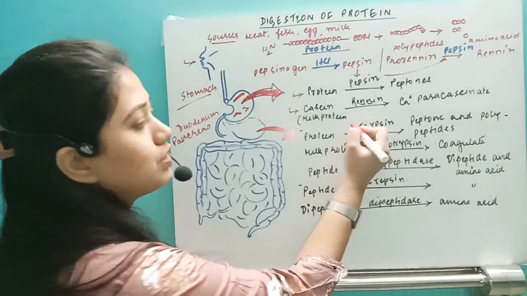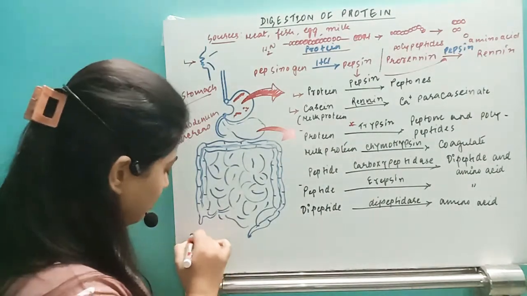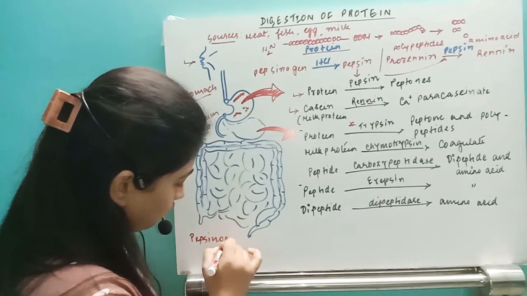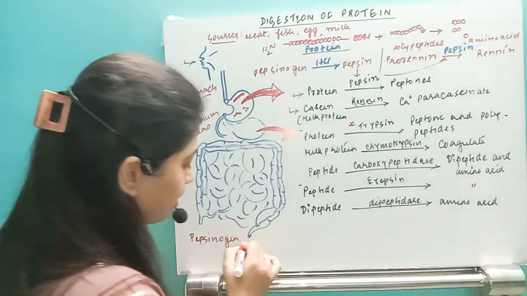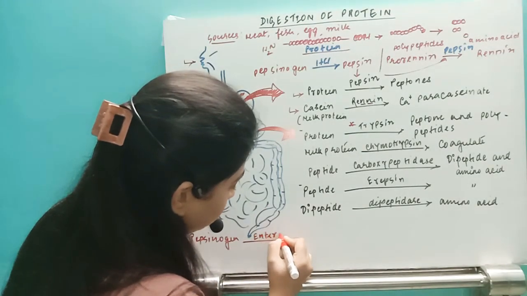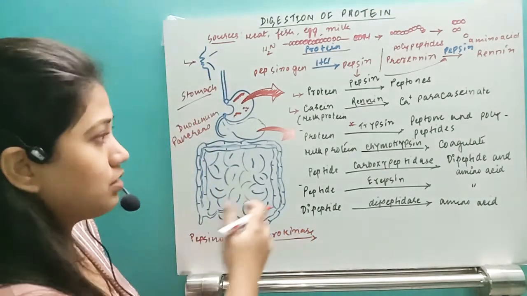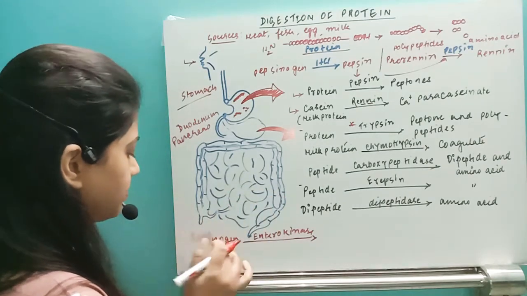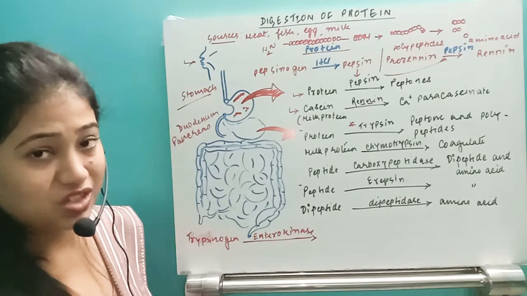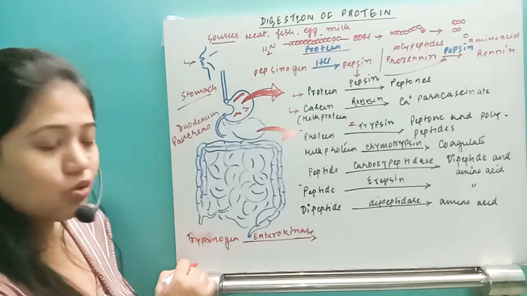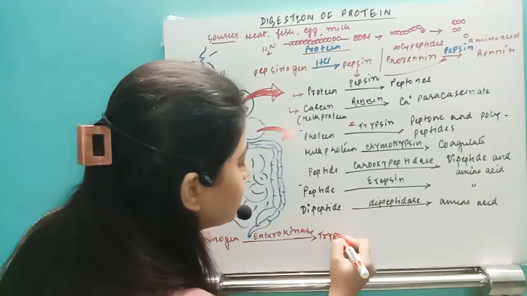But remember that pepsin is released in an inactivated state, that is pepsinogen. Okay, so that pepsinogen will be acted upon by one enzyme, that is the enterokinase. Okay, and this enterokinase will convert the pepsin... here this is the trypsinogen, which is the inactivated state. So this trypsinogen, in presence of the enterokinase, will be converted into activated trypsin.